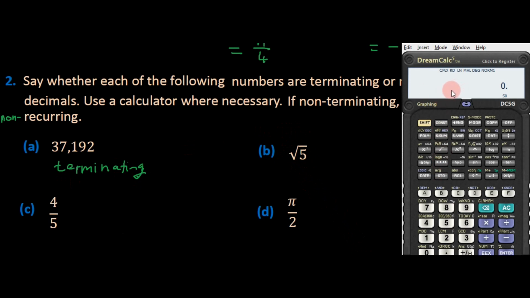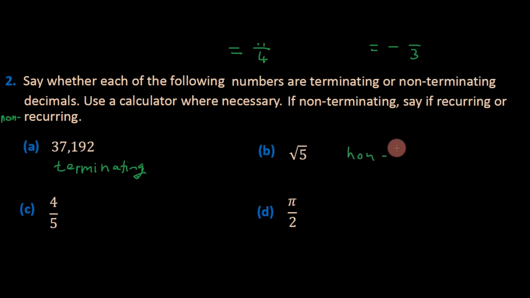Then the square root of 5 we can check. You should make sure that your calculator is set to at least 9 decimal places. So we have the square root of 5. And this is clearly non-terminating and non-recurring. So non-terminating and also non-recurring.